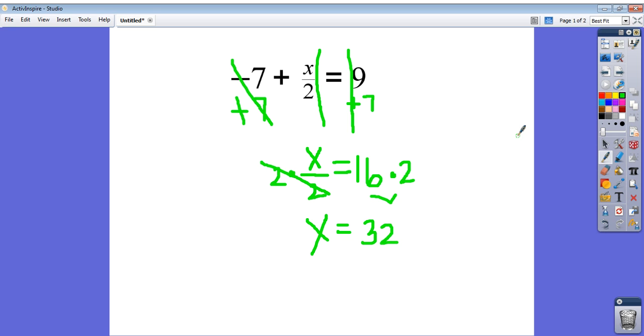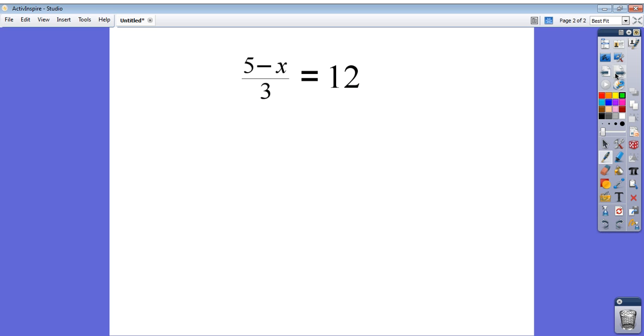Let's do one more. Don't get freaked out by this problem. This is not that big of a deal. 5 minus x divided by 3 equals 12. First things first, find the side of my equal sign that has x on it, and I can see that x is over here on the left side. I have 5 minus x, the whole thing over 3.